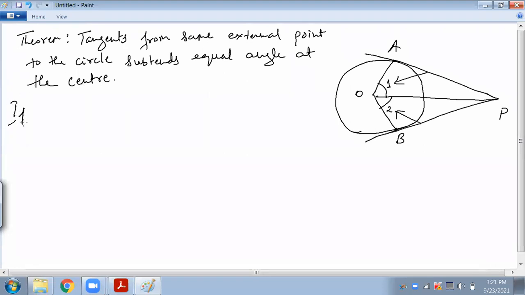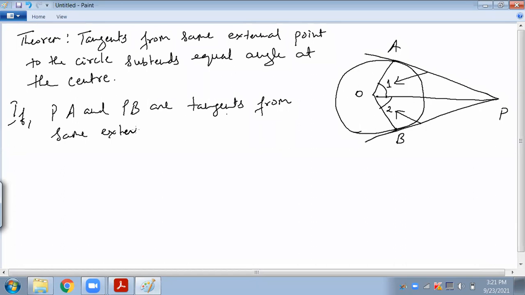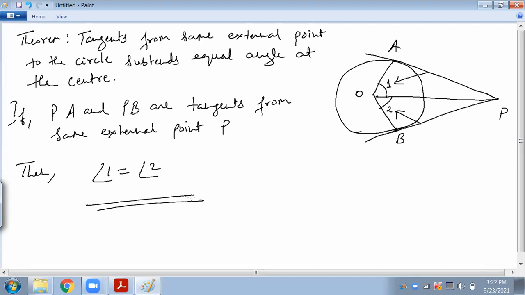So if PA and PB are tangents from the same point P, then say PA is subtending angle 1 at the center, PB is subtending angle 2 at the center, we can take angle 1 and 2 equal. Okay, write it, and if you're done, you can just raise a hand.